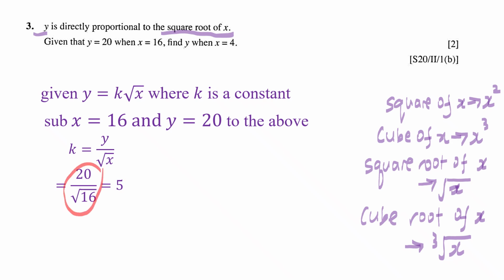And then write down the equation. So the equation is y equals 5 square root x. This is very important. I keep emphasizing this is important. With that, you can substitute x to be 4 to find the value of y.